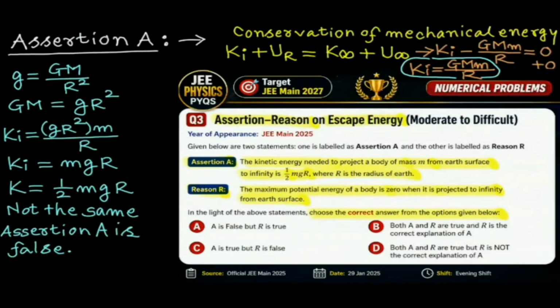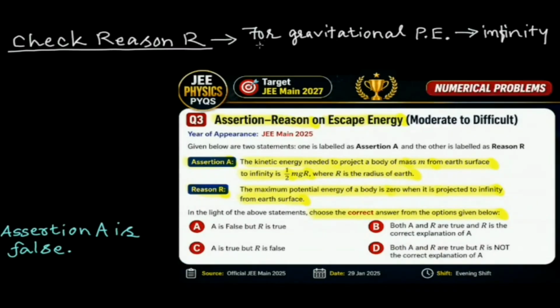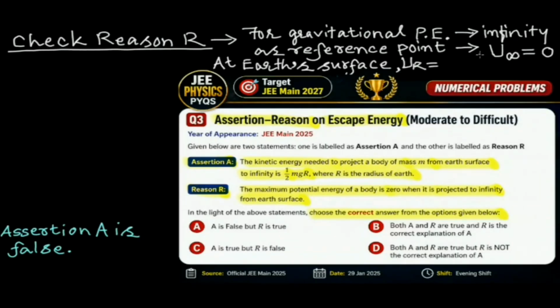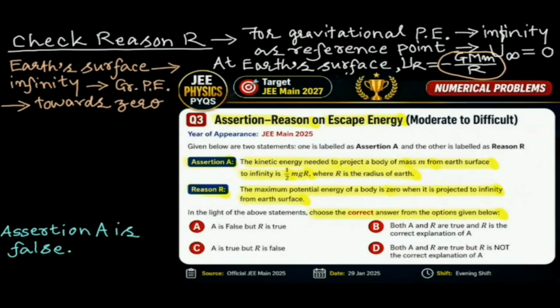Now let us check reason R. For gravitational potential energy, we choose infinity as the reference point. Therefore, U infinity is 0. At the Earth's surface, that is U_R, is minus GMm upon r. As the body moves from Earth's surface towards infinity, its gravitational potential energy increases from a negative value towards 0. Hence, the maximum value of gravitational potential energy is U max equals 0 at infinity. Therefore, reason R is true.